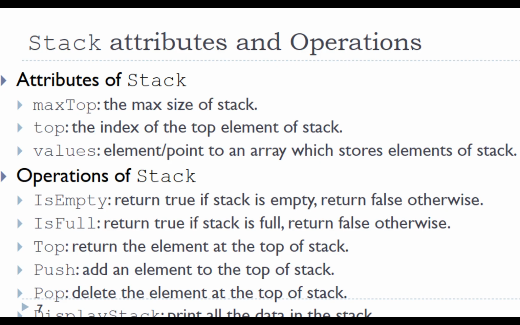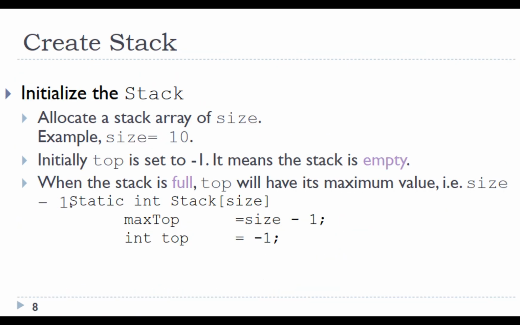7. Display stack, print all the data in the stack. Create stack. Initialize the stack. Allocate a stack array of size. Example: size equals 10. Initially top is set to -1. It means the stack is empty. When the stack is full, top will have its maximum value, i.e. size - 1. static int stack[size]; maxTop; int top = size - 1 = -1.